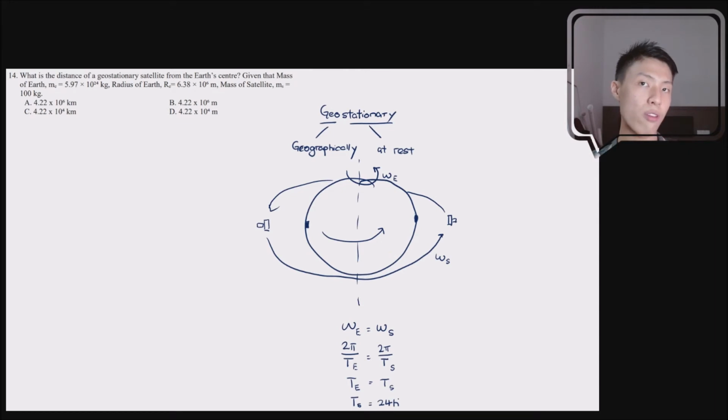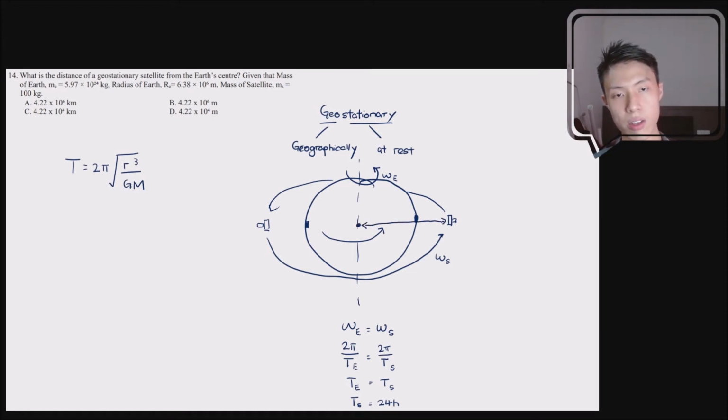The Earth takes 24 hours to finish one rotation. That's why the satellite should also take 24 hours to finish one complete circular motion. Okay, so geostationary satellite, that's the idea. So we want to find the distance of a geostationary satellite. We know that the period of the satellite is equivalent to this equation over here, 2 pi square root of r cubed over G M. So r here is the distance of the satellite from the center of the Earth. So we have to be very clear about that. It's not the radius of the Earth. It is the distance of the satellite from the center of the Earth.